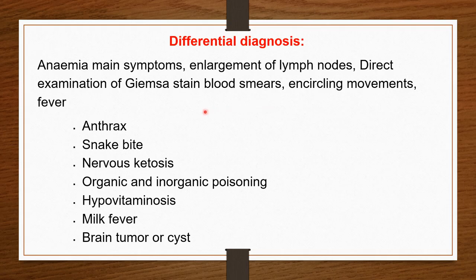So similar symptoms are observed. The list is given here: anthrax, snake bite, nervous ketosis, organic and inorganic poisonings, hypovitaminosis, milk fever, brain tumor, and cyst. They also produce similar symptoms. One or more symptoms are observed. But here, examination of blood smears is the confirmatory diagnosis.